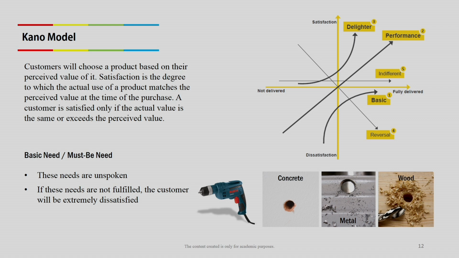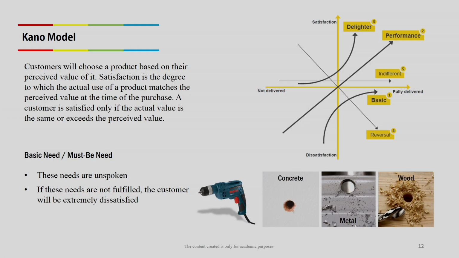And that is why Kano explained product function and customer satisfaction through a graph. In this graph you can see on the x axis, it is function fully delivered and function not delivered. On the vertical axis, which is y, at the top it is satisfaction, and at the bottom it is dissatisfaction. So, Kano explained that the first need is basic need, which is the must-be need, and these needs are unspoken.